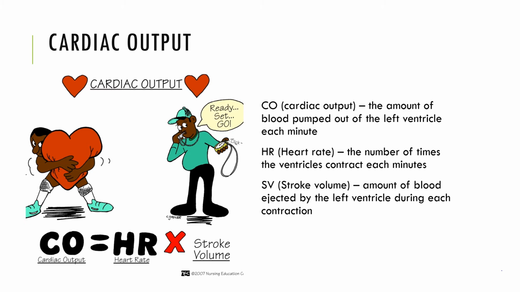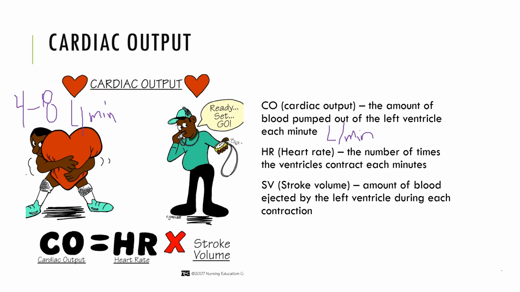Cardiac output. Cardiac output is the amount of blood pumped out of the left ventricle each minute. So this is usually in liters per minute. What the cardiac output tells you is it predicts oxygen delivery to the cells, and it can determine if the heart is pumping enough oxygen to supply the body needs. A healthy adult normally has 4 to 8 liters per minute.